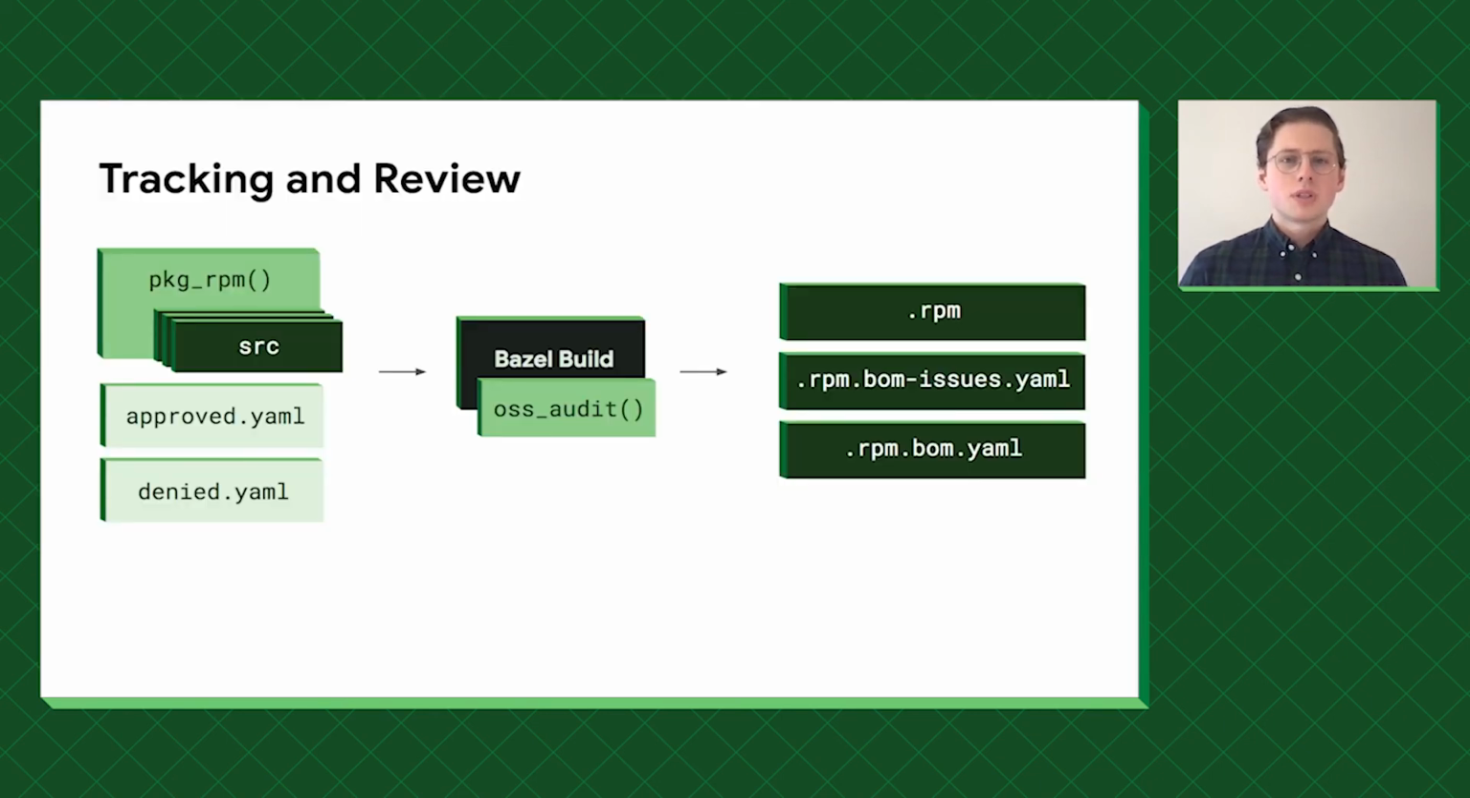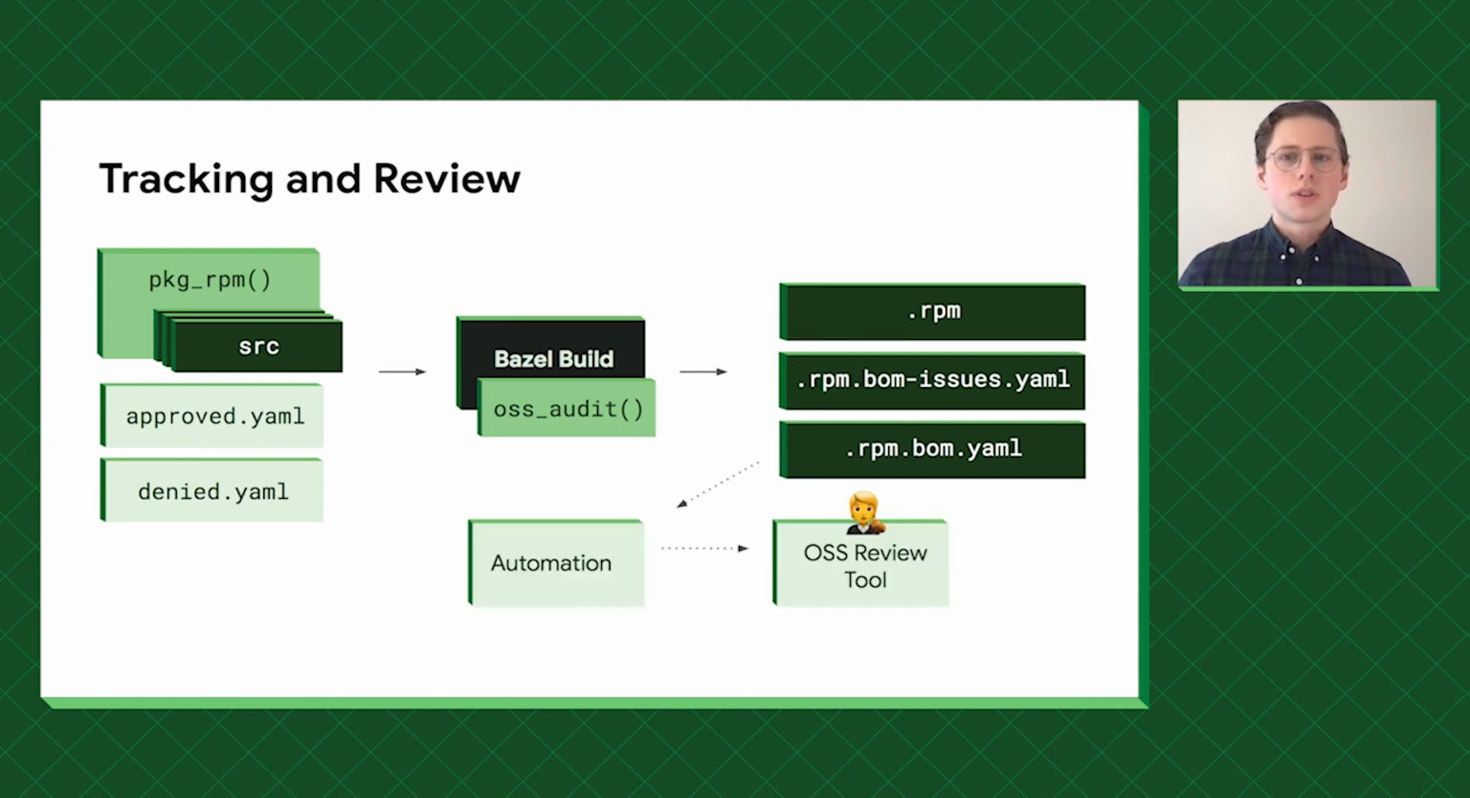The OSS audit outputs can be inputs to other processes for legal and security approval. At VMware, automation uses the BOM to file OSS review tickets for newly added packages, so people in the legal and security teams can review the packages asynchronously.